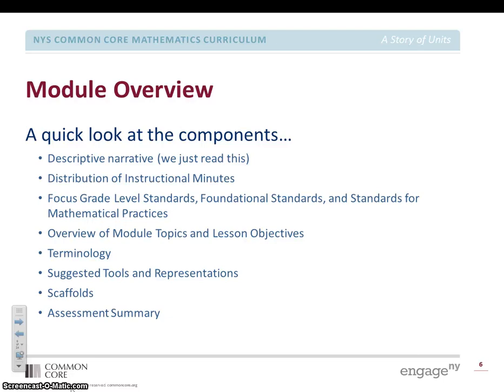When we look at the module, you look at a descriptive narrative. These are all the components that you could use to help you understand the module better, and I'll go through a lot of these, but not all of them.